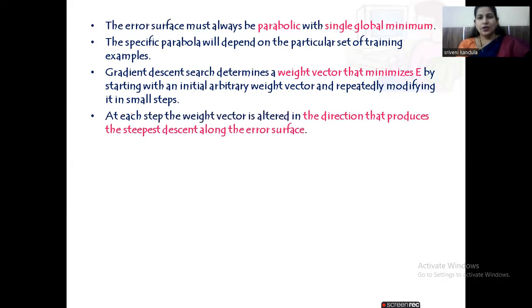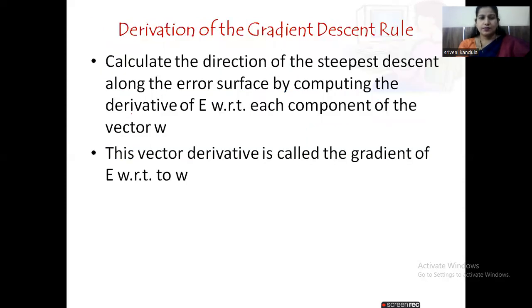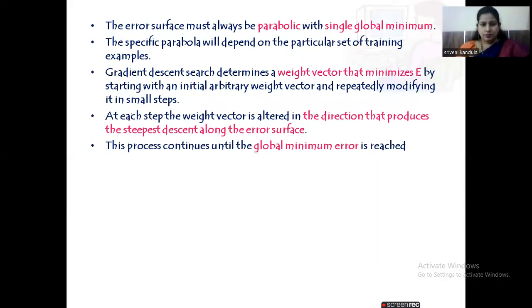Our gradient will not only give the value, but it will also give us the direction. When we calculated the mathematical value, it gave us a negative value. That means it is coming down. And this process will continue until the global minimum error is reached. So that means your parabola is like this. You have started at some highest point. So if your ball is here, your output is here, right?